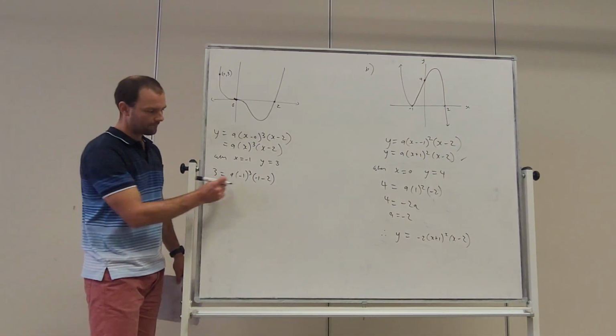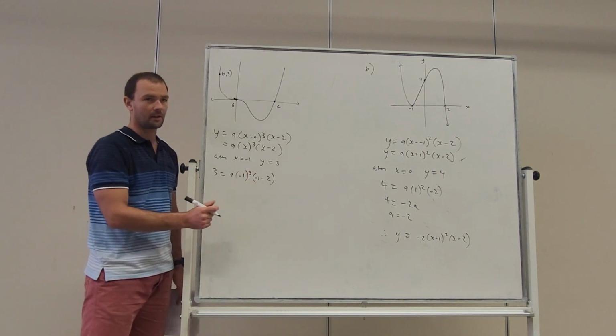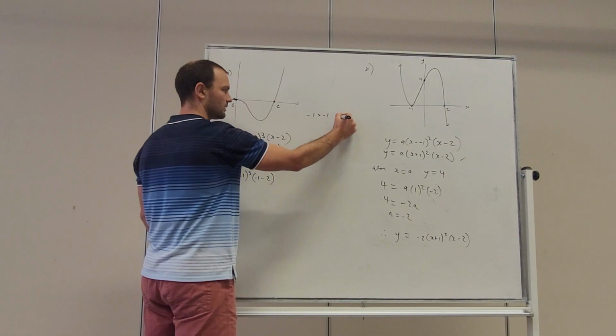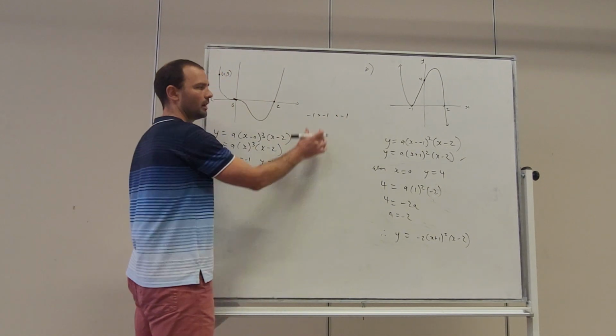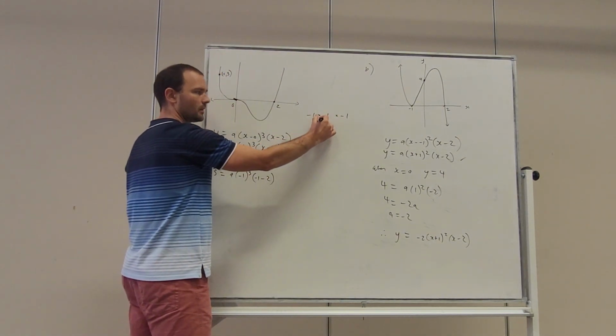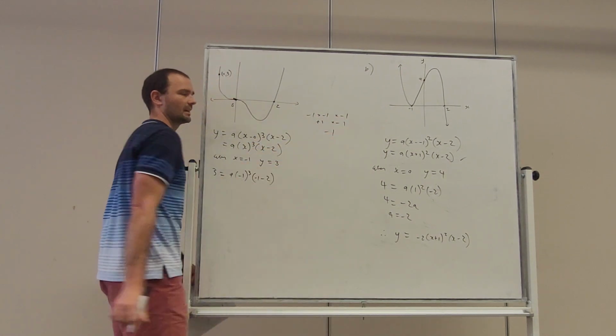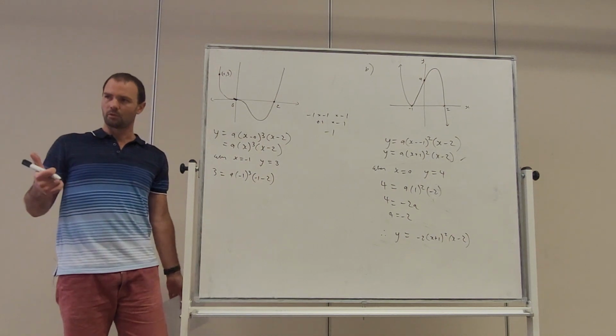All right. Now we have minus 1 to the power of 3. Okay? So that means minus 1 times minus 1 times minus 1. All right? Minus 1 times minus 1 is positive 1. And then when you multiply it by minus 1, it is negative 1. So here's the rule though.